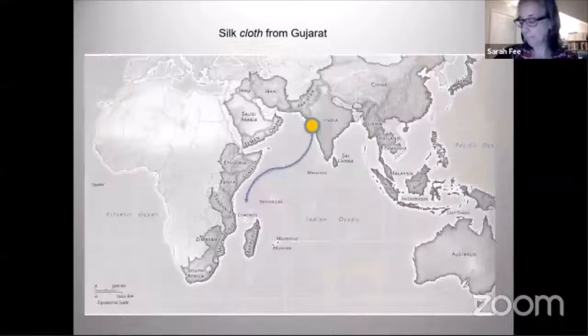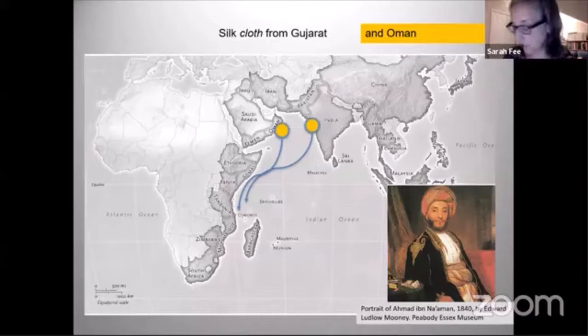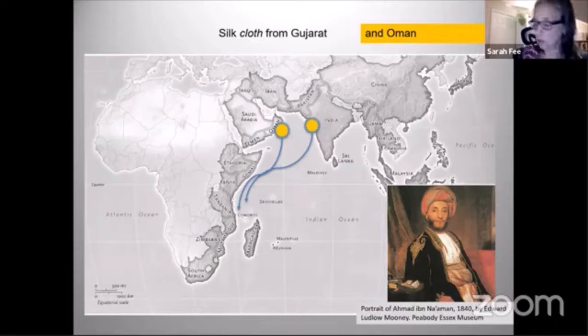Now, while Gujarat may not be a surprise, even more active in creating and exporting silks to Eastern Africa in the 19th century, it appears, was Oman. Oman, as everyone here will know, was for centuries a dominant maritime force in the Indian Ocean. And everyone will likely know as well that the Sultan of Oman in about 1830 relocated his capital from Muscat to Zanzibar in Eastern Africa. You see here one of his trusted envoys, Ahmed Ibn Nama. And you can note the silk turban and waist sash he is wearing, and they were both likely manufactured in Oman itself.